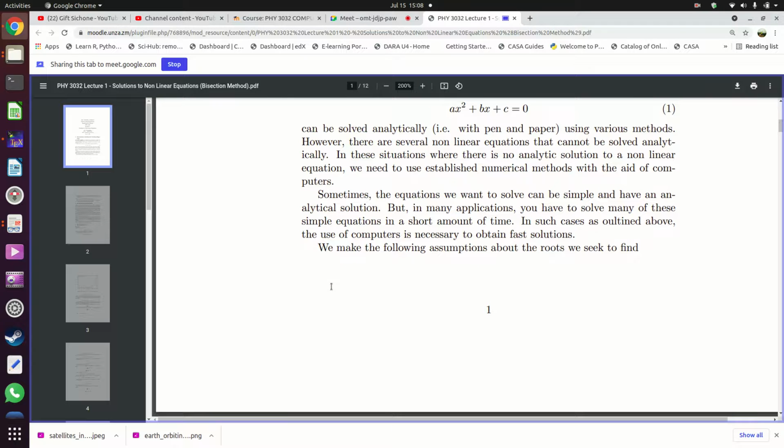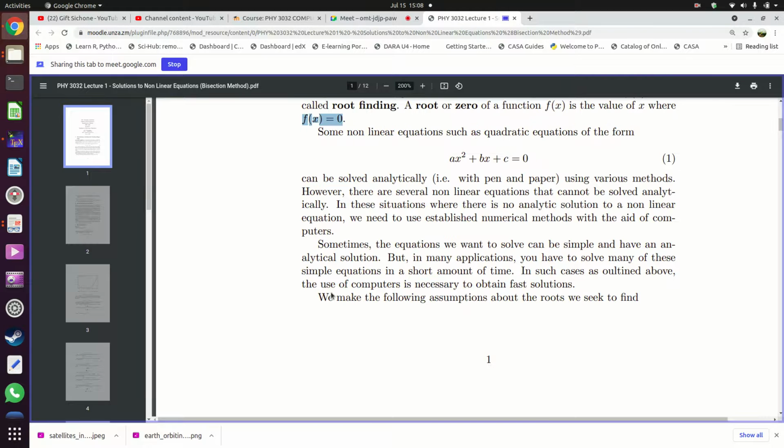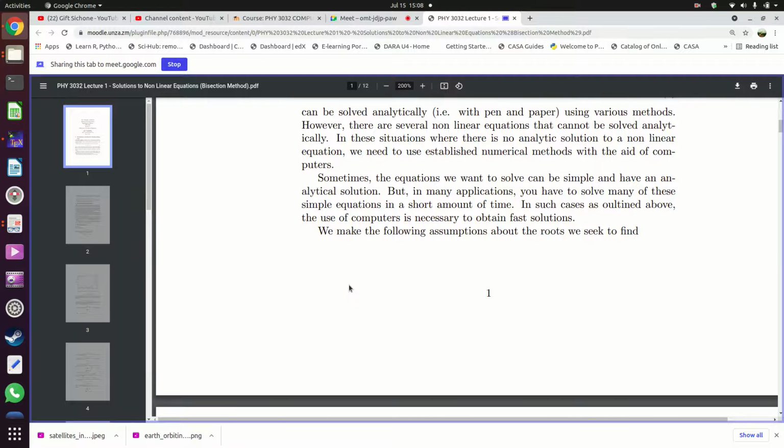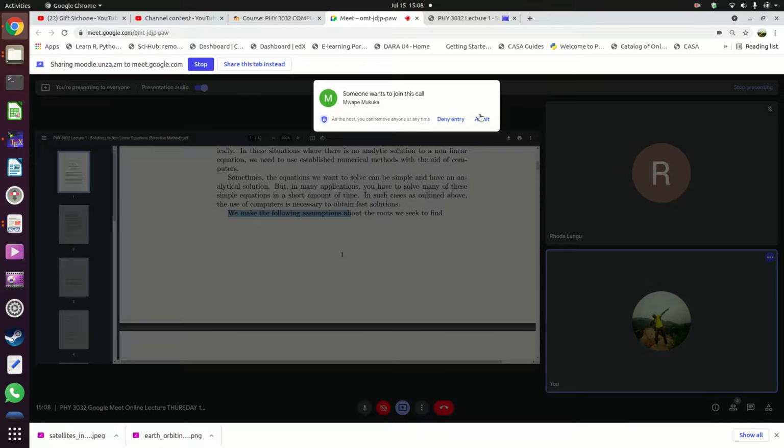There are also other cases where you have a bunch of equations which you can work out with pen and paper. The only problem might be that those equations are many and you need to find the answer very fast, within a short period of time. Then you can use some of these numerical solutions because computers get faster and faster by the day. Now, for this to work, we have to make a couple of assumptions. There are certain assumptions which we are going to make.